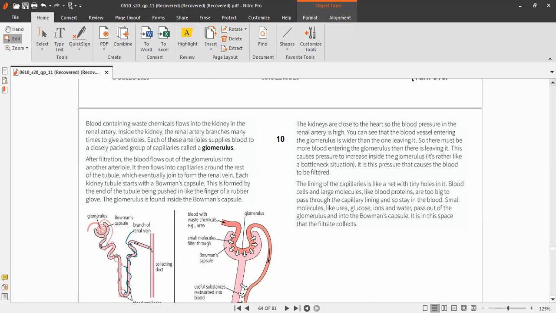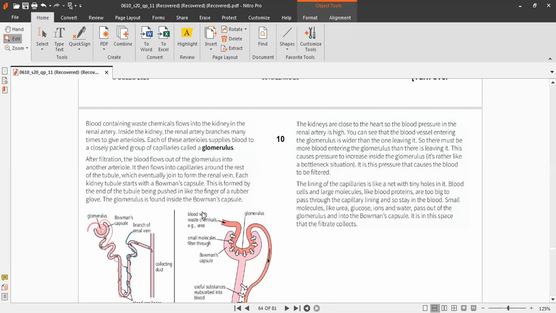Each kidney tubule starts with a Bowman's capsule. This is formed by the end of the tubule being pushed in like the finger of a rubber glove. The glomerulus is found inside the Bowman's capsule. Okay. The kidneys are close to the heart, so the blood pressure in the renal artery is high. You can see that the blood vessel entering the glomerulus is wider than the one leaving it.